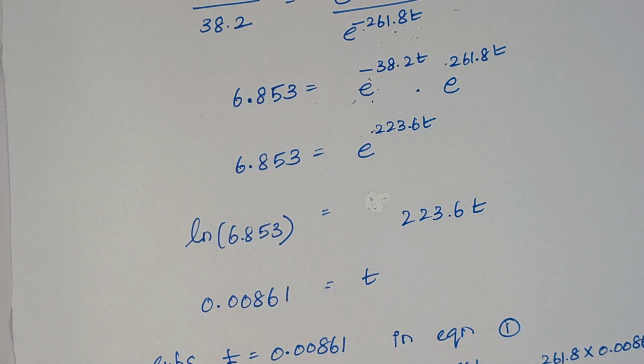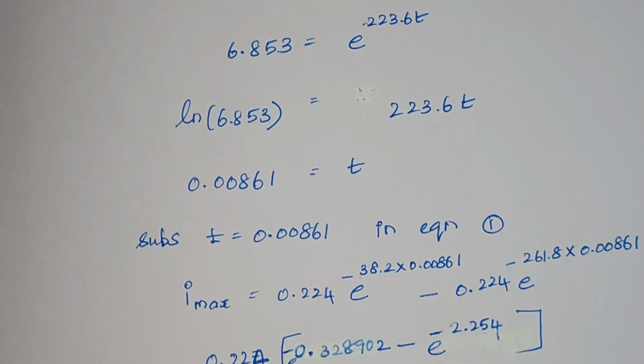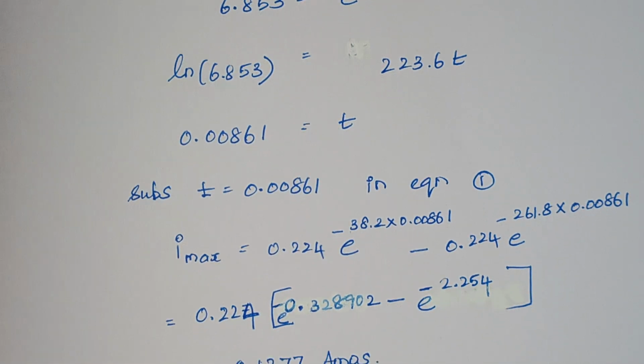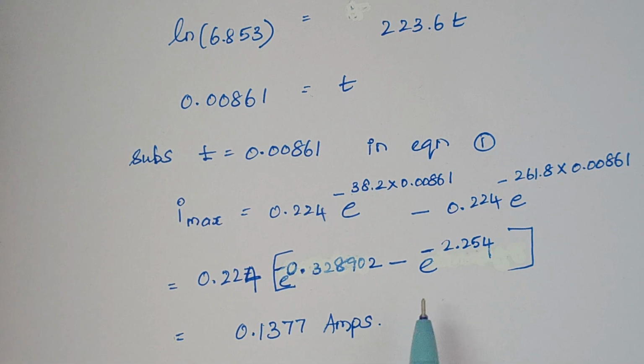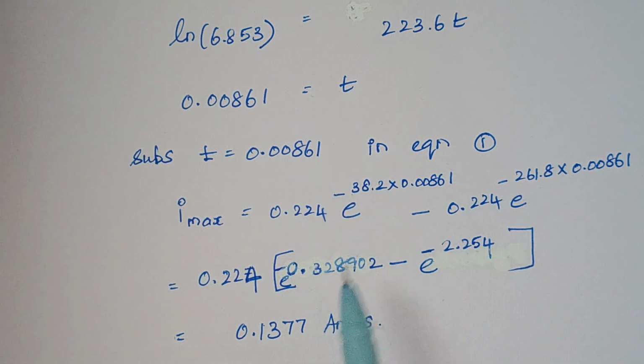So at this time the current will be maximum. That is the meaning. When you substitute the values in the expression for current, finally the value of I max is 0.1377 amps. Just in the place of t, you have to substitute this number. Then everything can be simply done by using a calculator. So finally, this is our answer.